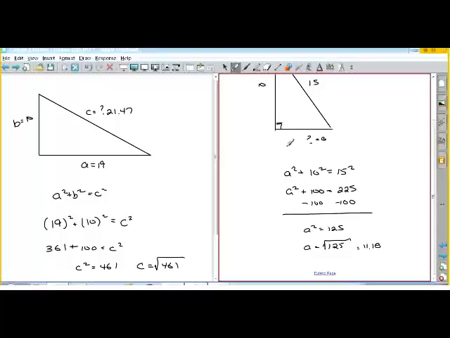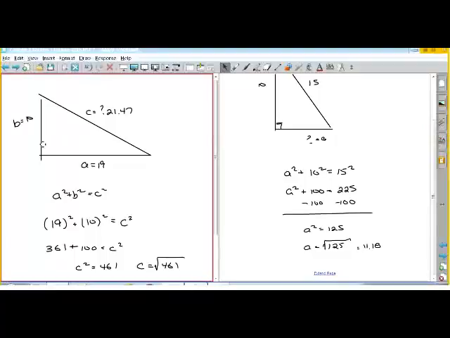which is 11.18. Apparently I didn't draw that to scale because that's actually smaller than 10, but since I just made those numbers up, this is probably greater than 10. So that's all you have to use the Pythagorean theorem for, just to be able to find the third side. If I give you two sides, what's the other side? And the Pythagorean theorem only works for right triangles.